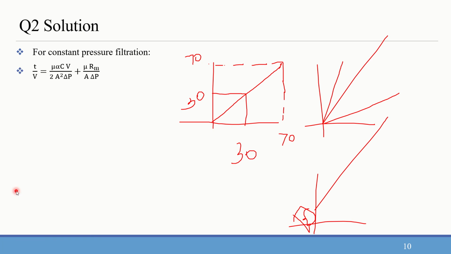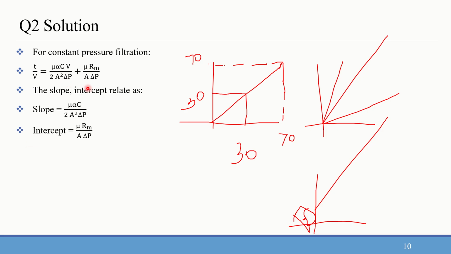So now T by V is equal to mu alpha C V by 2A square delta P plus mu Rm by A delta P. So here T by V is the y and V is the x, and mu alpha C by 2A square delta P is the slope, and this is the intercept. So slope is equal to mu alpha C by 2A square delta P. Intercept is equal to mu Rm by A delta P. So slope is inversely proportional to delta P. Intercept is also inversely proportional to delta P, if we consider rest of the things don't change much.